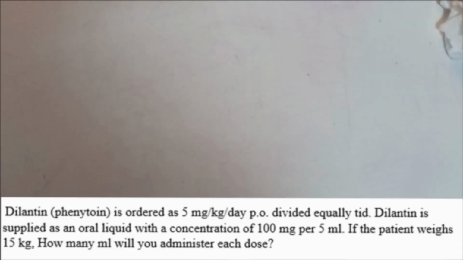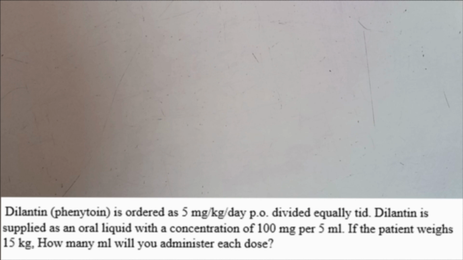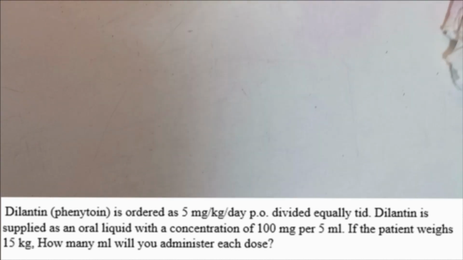Okay, so this next question says, Dilantin is ordered 5 milligrams per kilogram per day per oral, divided equally 3 times daily. Dilantin is supplied as oral liquid with a concentration of 100 milligrams per 5 milliliters. If the patient weighs 15 kilograms, how many milliliters will you administer each dose? So this one has a few steps and a few things you want to be careful with.